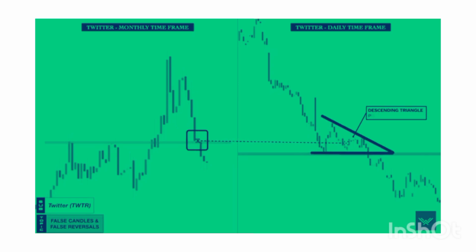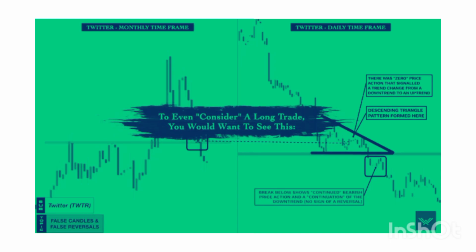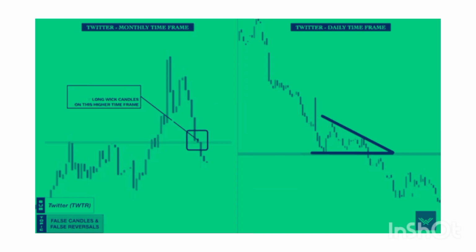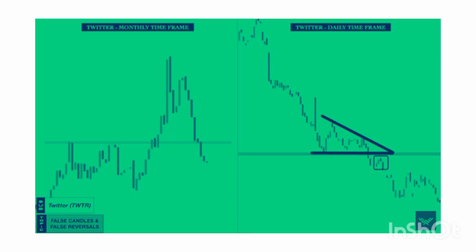You had a descending triangle that then breaks below, which shows more bearish momentum and a continuation of the downtrend. Before even considering a counter trend entry against a very strong downtrend, you would have wanted things like a green candle to appear or multiple long wick candles to form on the higher monthly time frame on the left. Then a break above the pattern here and a higher high on the daily. And then, after all that, based on the price action setup, begin considering a long entry through the lower intraday timeframes. Also, as a bonus, for those trading with the moving downtrend, this here actually presented another short trade opportunity for you through the pullback to the broken pattern bottom. So one more example.